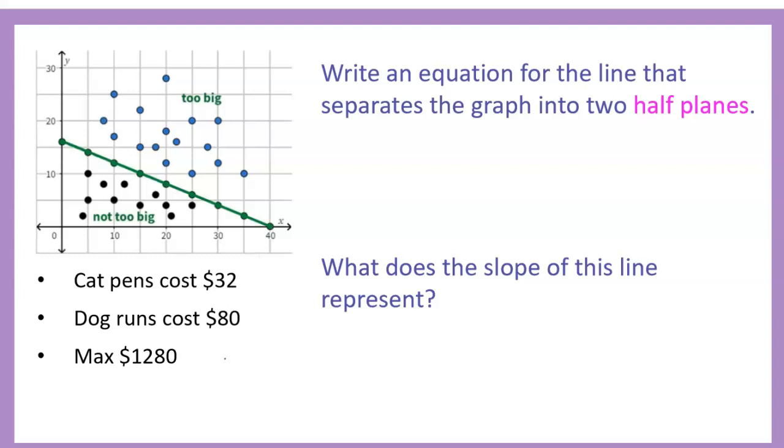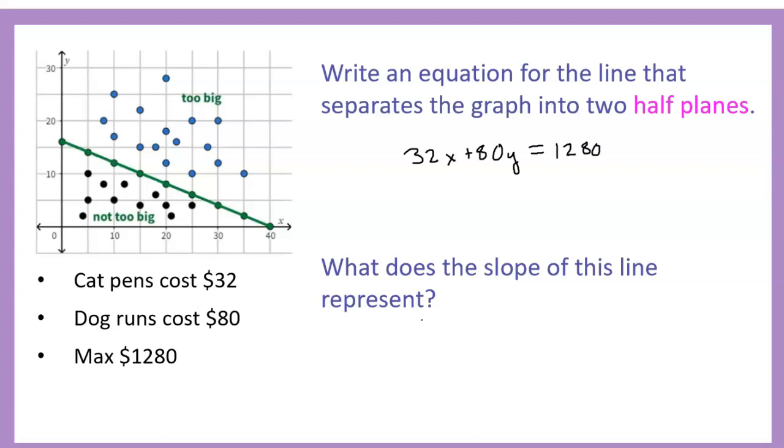Now, if we think about what we were doing before with these numbers, we were saying 32x, for cat pens, plus 80y for dog runs was our total cost, which was $1,280. And we were just solving that over and over with a bunch of different points. And this is, in fact, a linear equation. It makes a line, and it actually makes that line in particular right there.